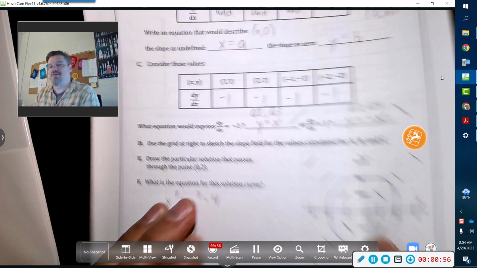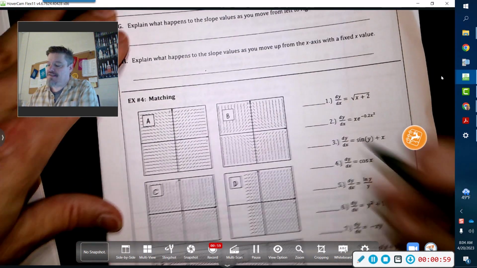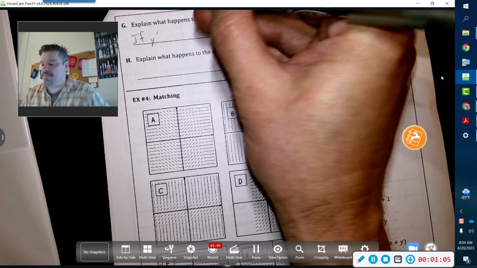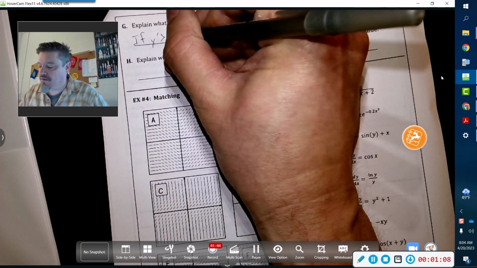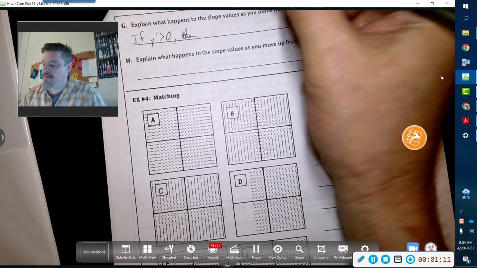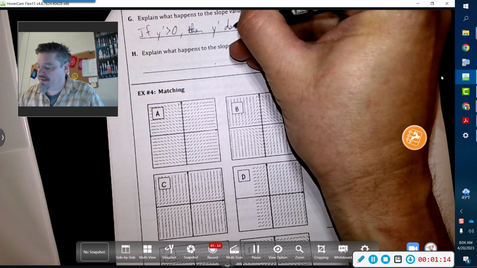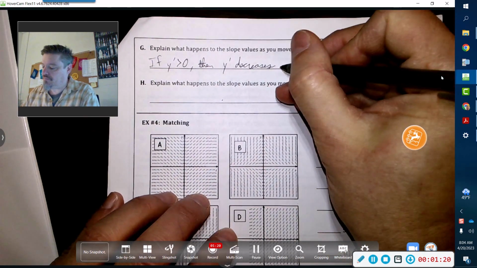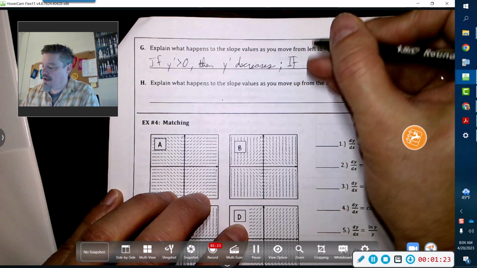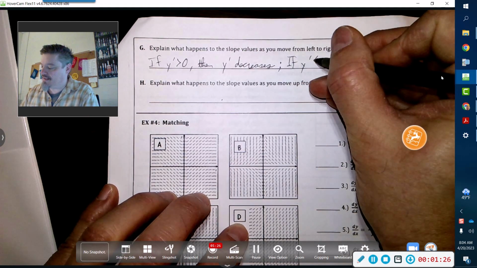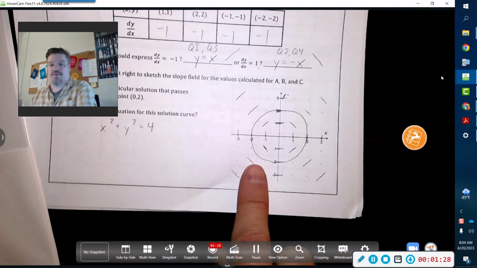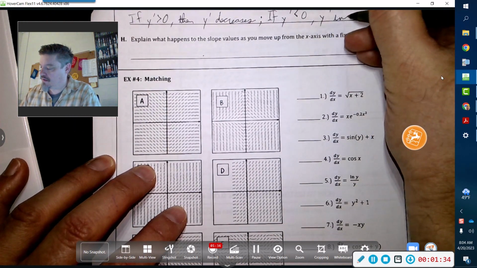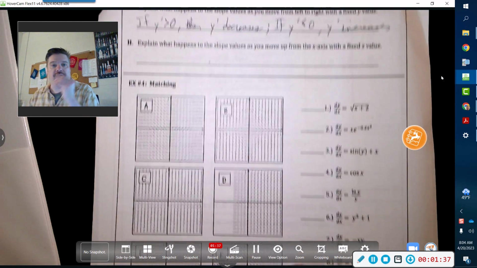Like if they're asking you to interpret, explain what happens to the slope value if y prime is, what was it at the top? If it's greater than 0, then y prime decreases as you go from left to right. And I would just include "as you go from left to right." Semicolon, if y prime is less than 0, if it's negative, like right here, as we move from left to right, it actually increased, as you go from left to right.